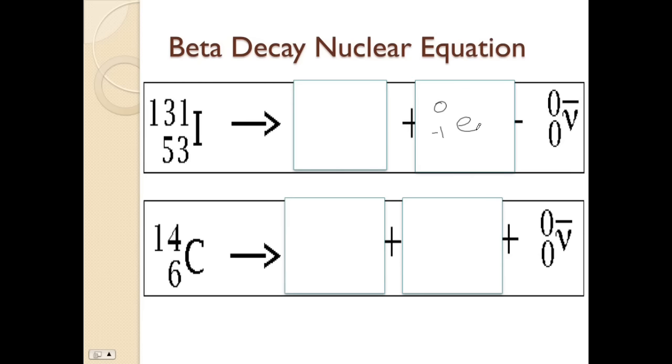So our mass on our reactant side is 131. Mass so far on my product side is 0, so the missing mass is 131 to make it the same on both sides. This part's where it gets a little bit different. My atomic number is 53, so my total charge is 53. The total of the bottom numbers has to be the same on both sides.